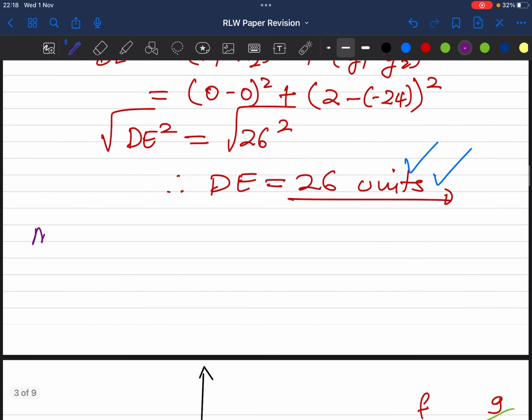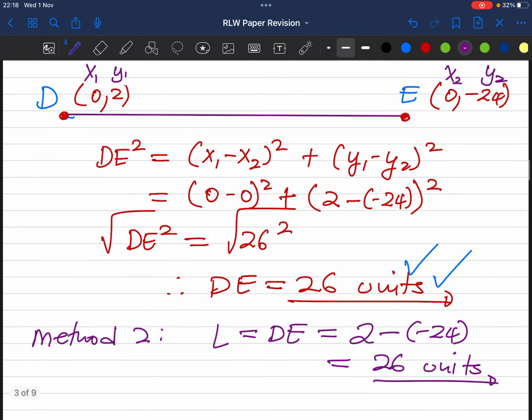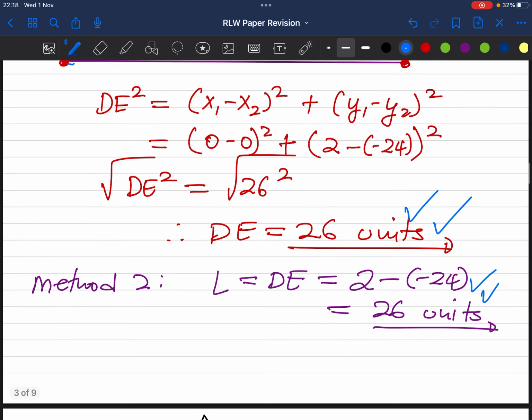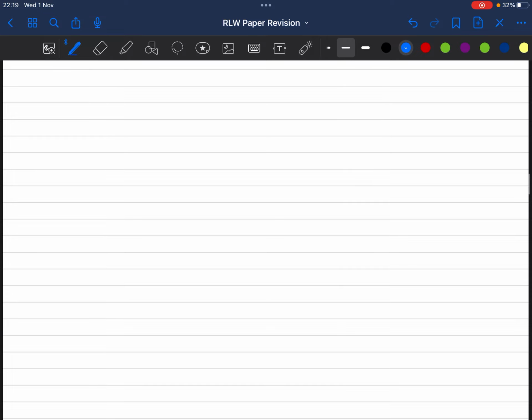So now method 2, we can just say L equals DE, which equals the above function minus the below function. We get 26 units there. So that's how you do it. If you understand your definition, that's how you do it. That's the reason why we are teaching you math. We are teaching you how to think, and you need to think faster. We are training you on how to think and to think faster. I hope you understand that these methods are there to help you to complete your exam.